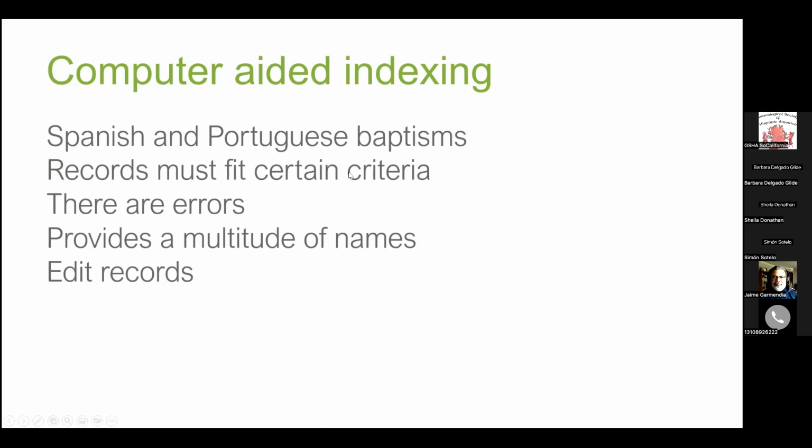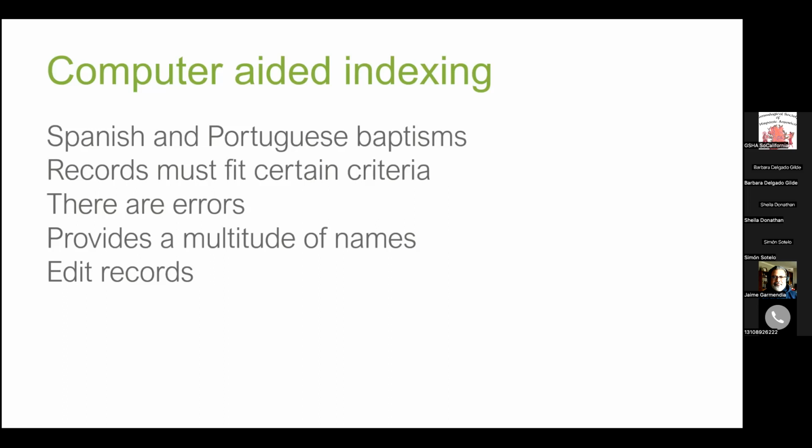They have to fit a certain criteria. They have to be very formulaic so that the computer can pick out the key information and then it indexes. And as you mentioned, there are some errors in that. But the good thing about it is it provides a multitude of names for people. People are starting to find lots of records that they could never find before. As you find these errors, you have an option to go in and edit these records and make them a little bit better. So I recommend that you do that because it'll help to make the system better.